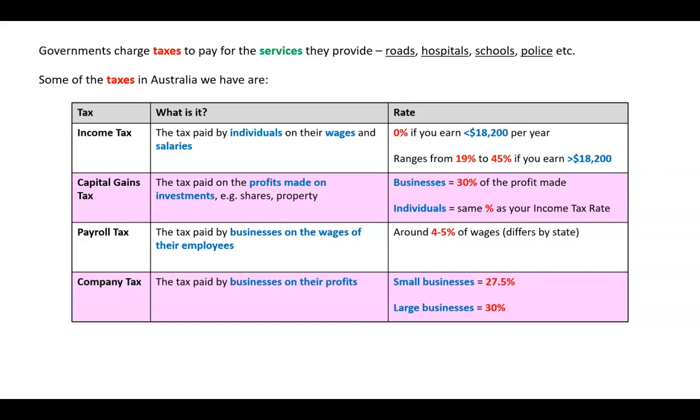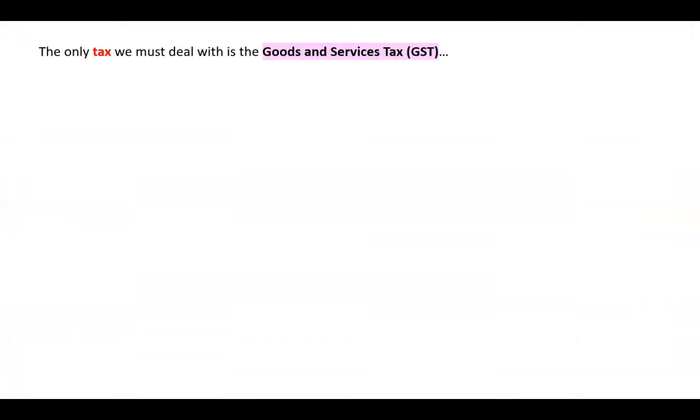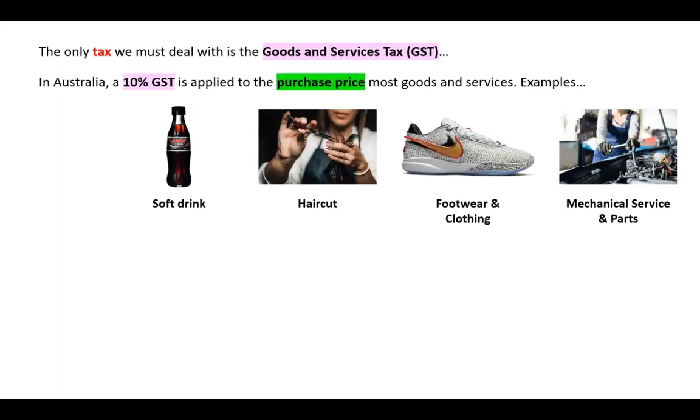Now, that's the bad news, that we have a lot of taxes. The good news is we don't deal with any of those taxes in our course. So what do we deal with then? Well, the only one we will ever deal with is the goods and services tax, or GST. So we'll probably refer to it as GST from now on. That just stands for goods and services tax.